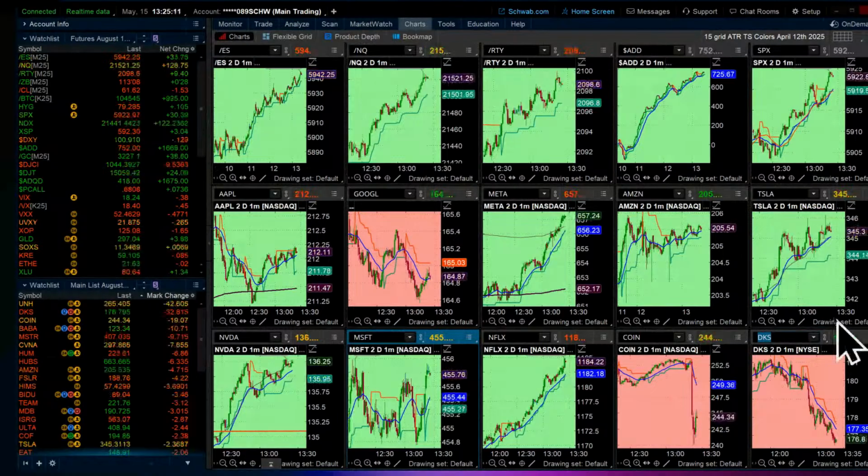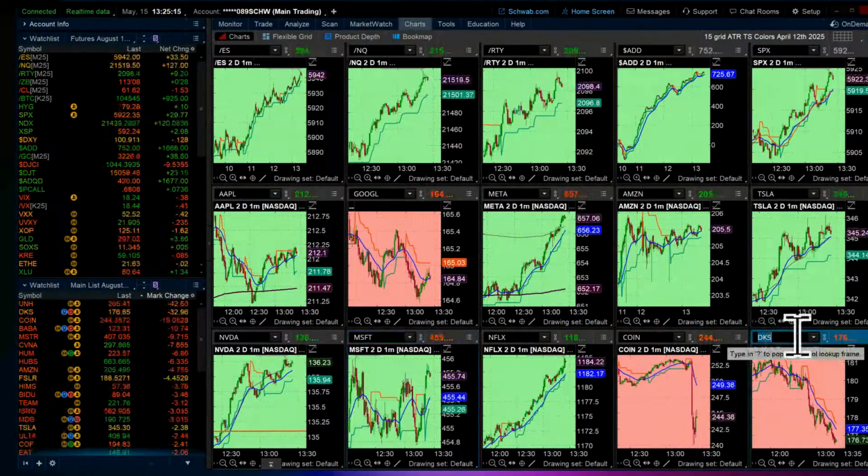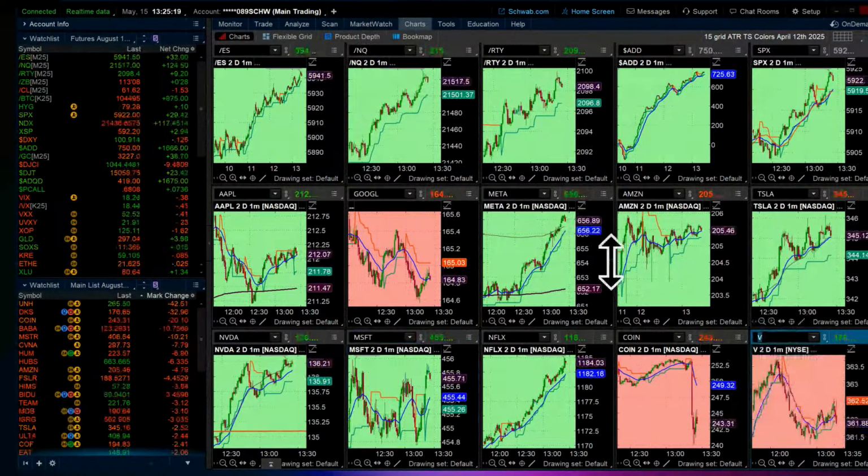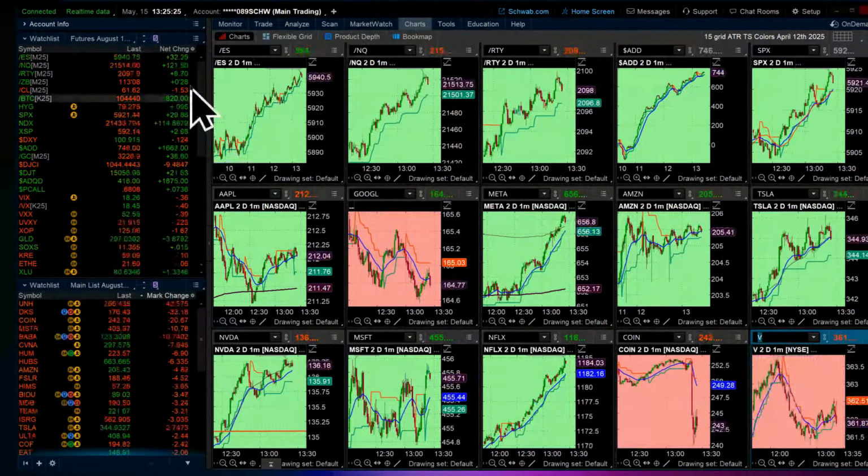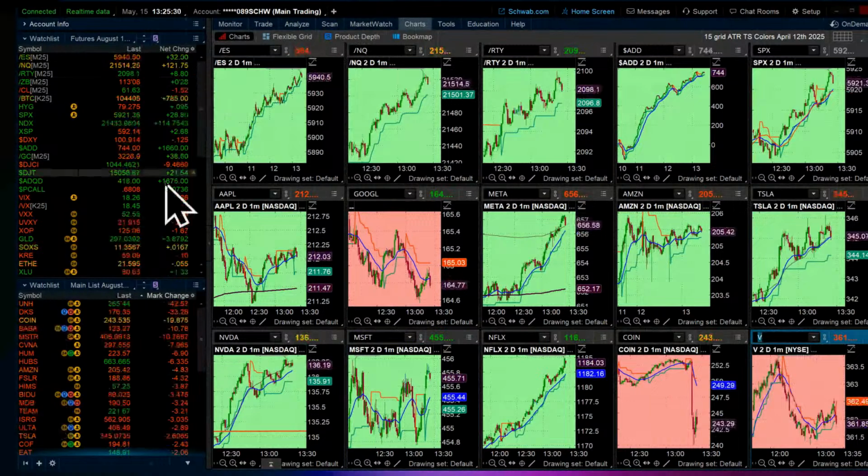So let's put something else up here. What do you like? Visa. There. So that's what we're watching. The point is that there are divergences still. Don't get me wrong, Russell is underperforming. Transport's underperforming. But divergences are less likely to work in buyback time.